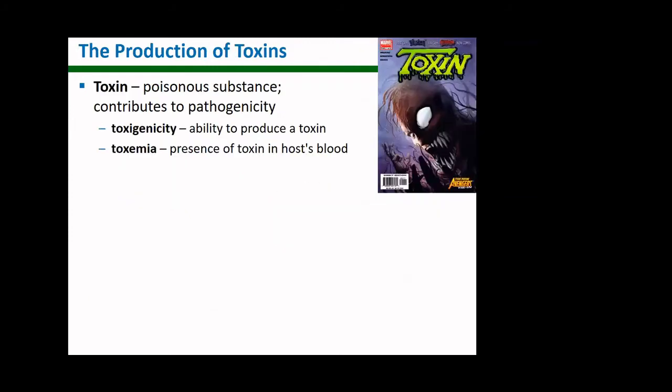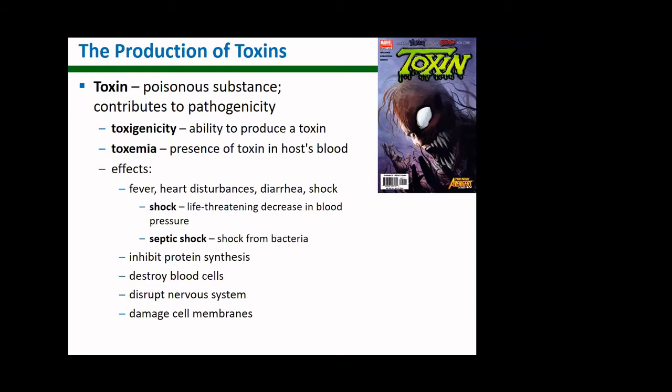Let's talk about toxins. So toxins are any poisonous substance that can contribute to pathogenicity. So it's a very wide term, okay? Toxigenicity, the ability to produce toxin, toxemia, the presence of toxin in blood. So toxins can be almost anything. Enzymes sometimes, proteins, carbohydrates. What they do can be a wide range of things as well.